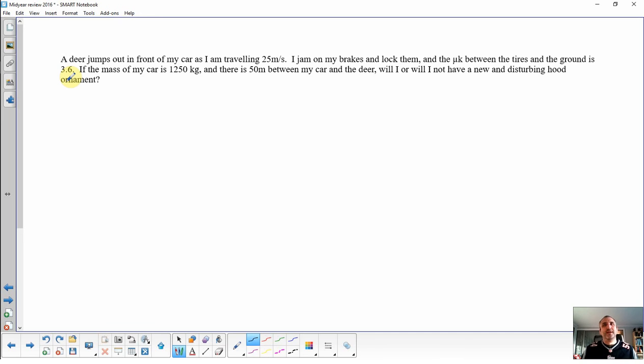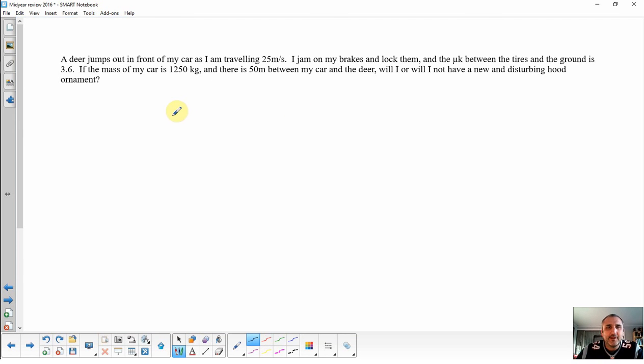Okay, remember mu maxes out at 4. So 3.6, this is like tires which have glue on them, and you know the road is dry and everything's all hunky-dory. If the mass of my car is 1,250 kilograms and the deer is 50 meters away from my car, will I or will I not hit the deer and have like nastiness on my hood?